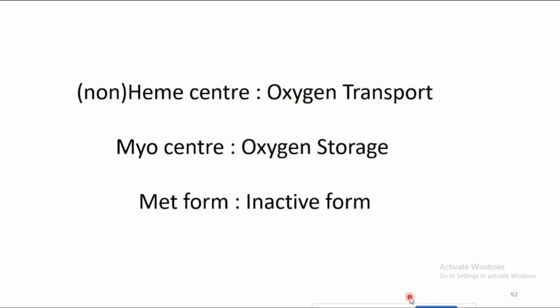Overall, to summarize, the heme iron centers or non-heme iron centers involved in oxygen transport generally carry the name heme, and the myo centers generally store the oxygen, whereas the met form is an inactive form of the enzyme. So the met form is not at all useful.